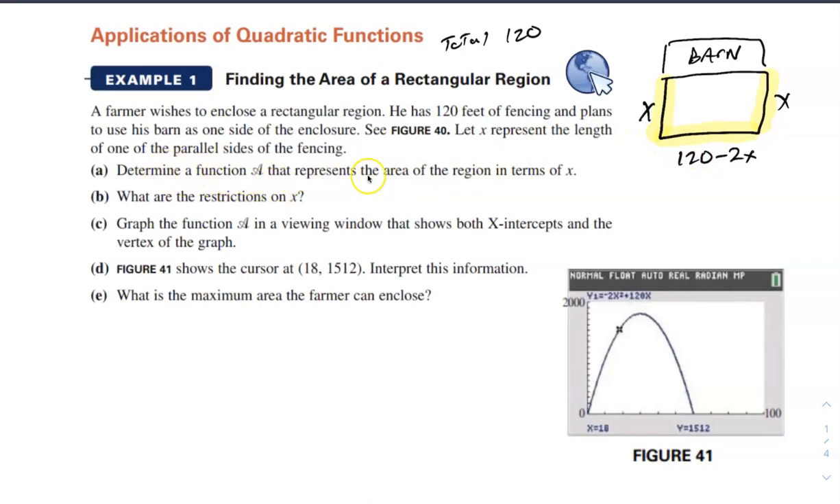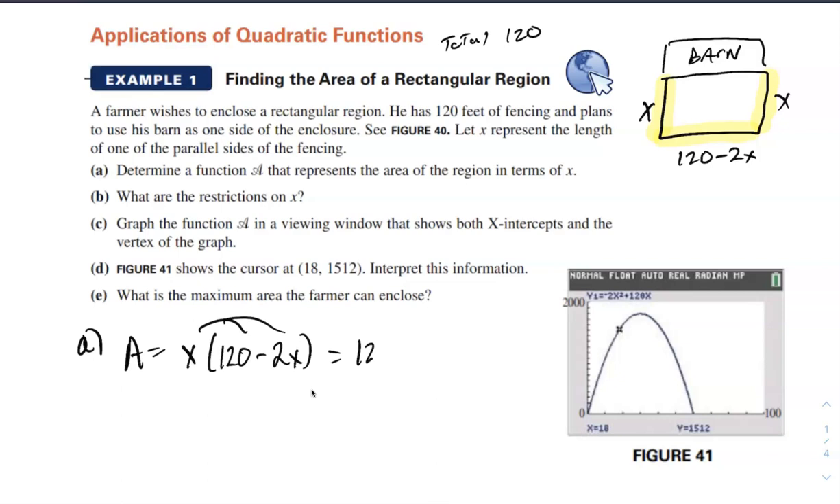Determine a function that represents the area of the region. So we've got to come up with the area of the region. It's a rectangle, so area is length times width, or base times height. So area is this side times this side: x times 120 minus 2x. So this is my area, right? It's just this side times this side. If they want a function, I could simplify that a little bit.